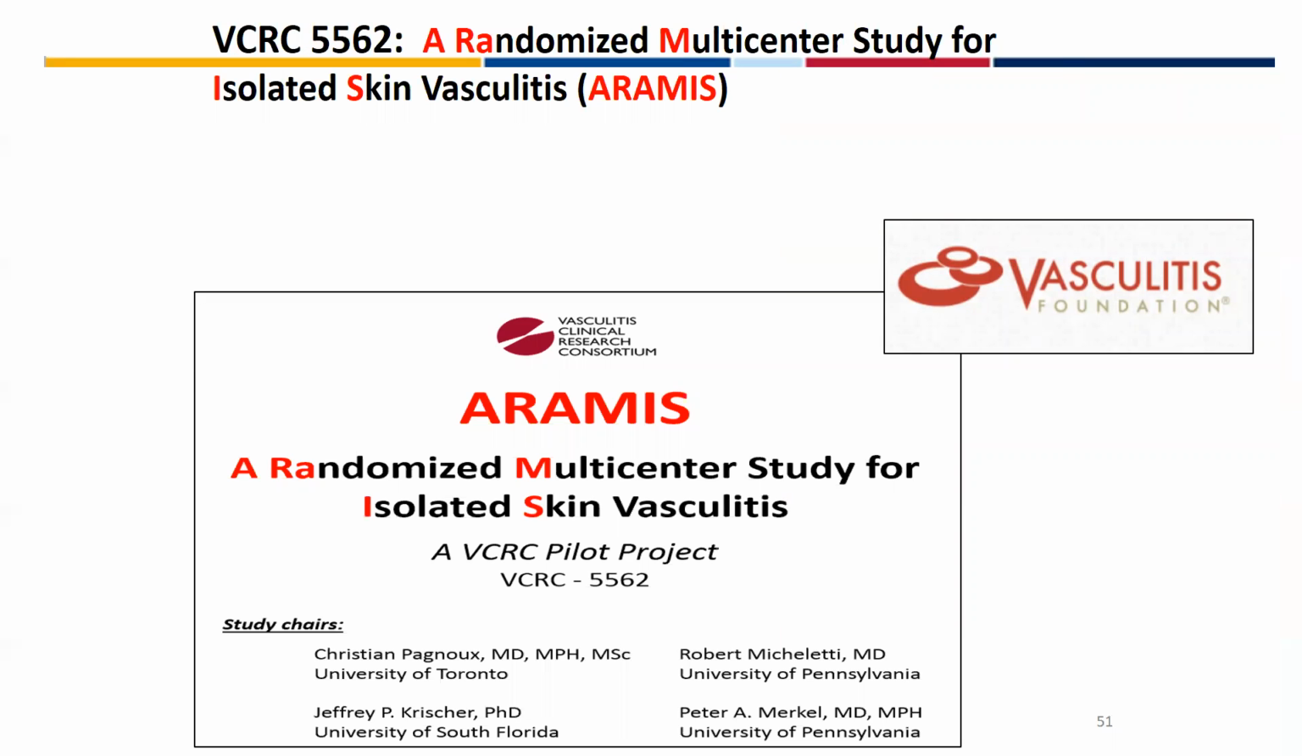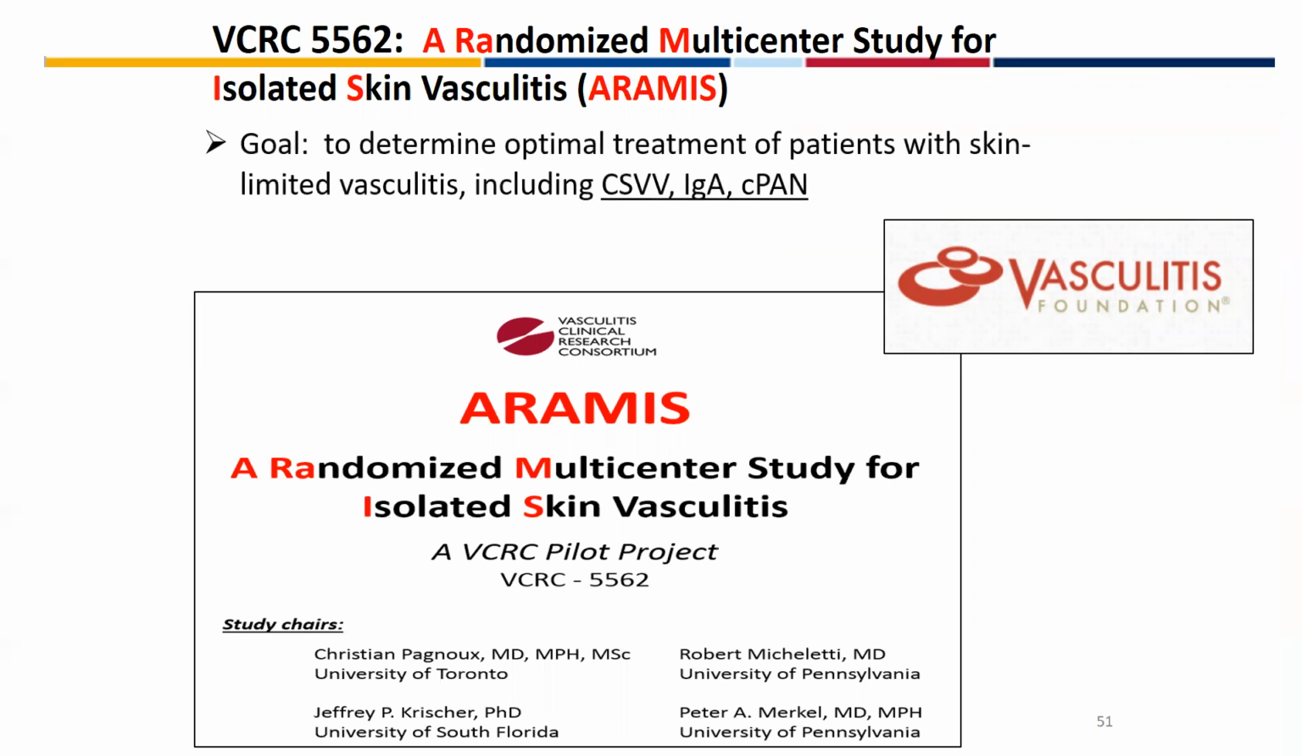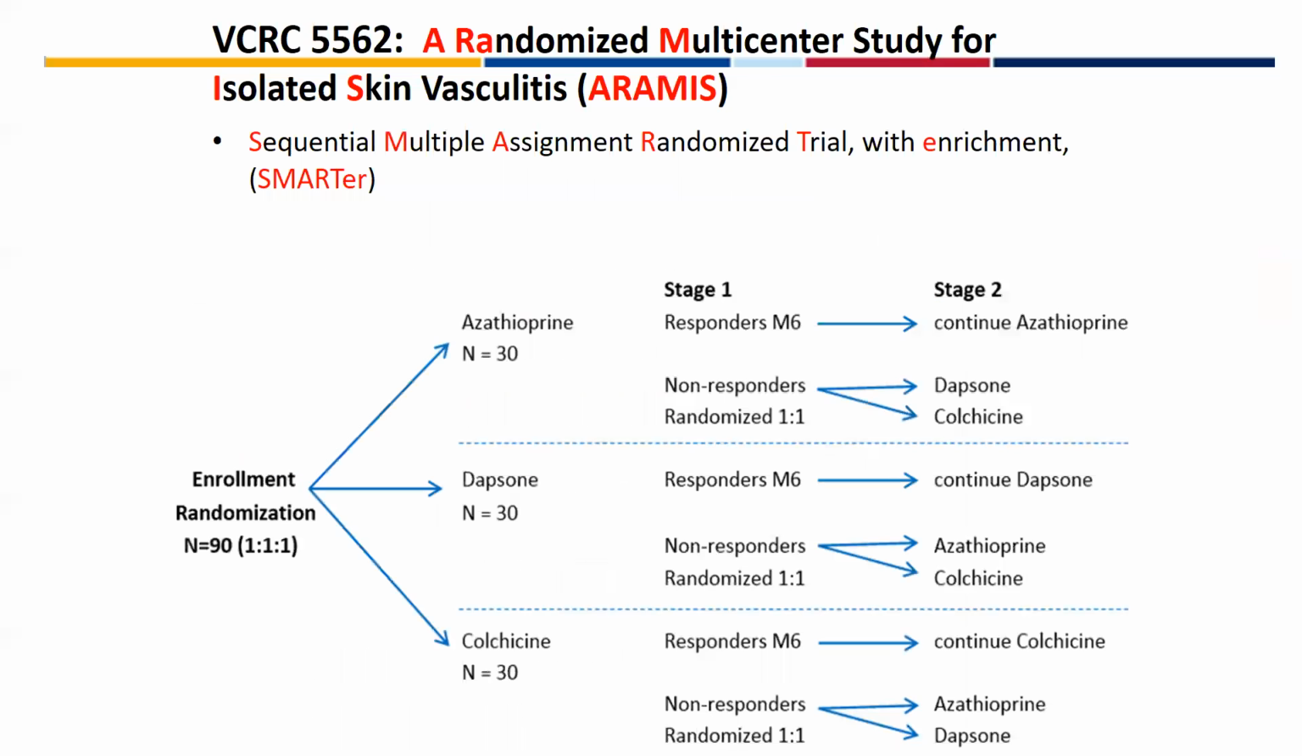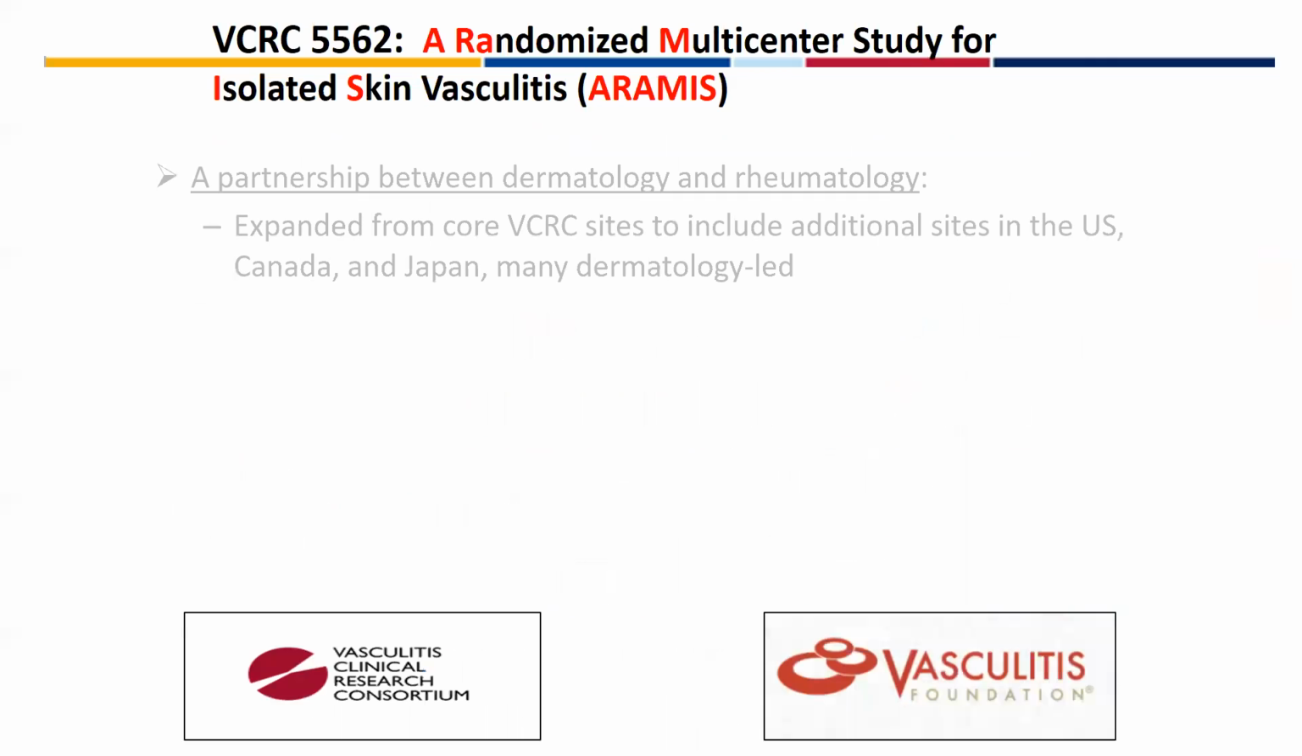And so that brings me to talk about ARAMIS, which is a study that we are doing partnering with the VCRC. It stands for a randomized multicenter study for isolated skin vasculitis. Our goal here is to determine, via this comparative effectiveness research, what's the optimal treatment of patients with skin-limited vasculitis? Is it colchicine, dapsone, azathioprine? We are randomizing patients to receive one of these three therapies, 1:1:1. And if they don't respond to the initial therapy, they can be re-randomized to receive a second. And so this is what's known as a sequential multiple assignment randomized trial.